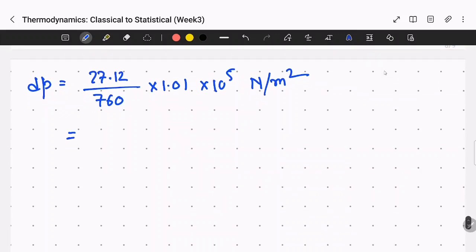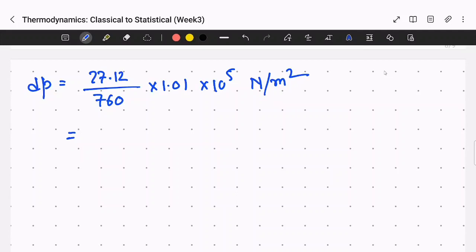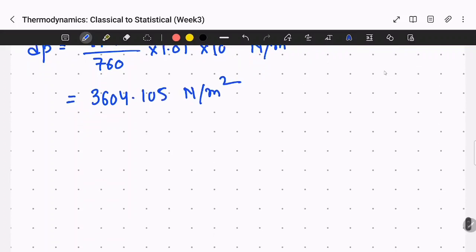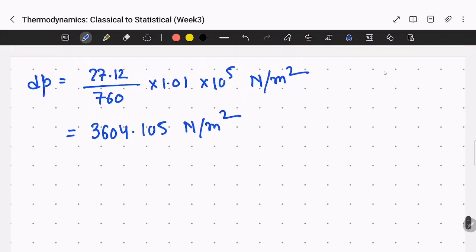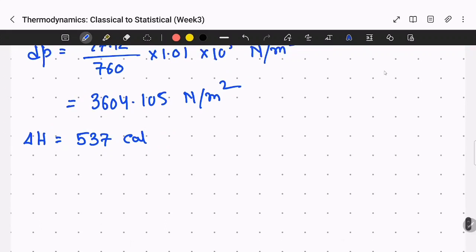So if you calculate it, let me calculate, 27.12 into 0.01 into 10 to the power 5, divided by 760. So it is 3604.105 Newton per meter square. Now del H. Del H is given per gram. We are considering 1 gram. So for 1 gram, it is just 537 calorie.